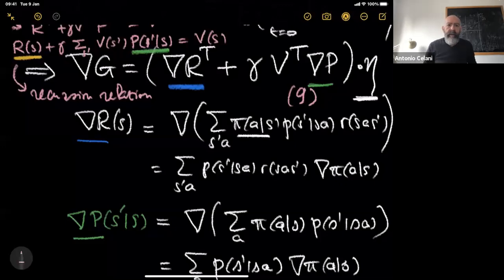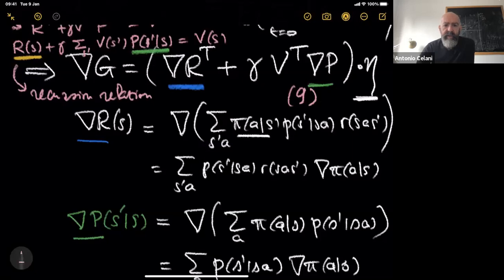And here we are. All right. So last few steps. We are now in a position to take the derivatives with respect to the policy of our two terms, capital R and capital P, which are linear. So that's what we're going to do here.